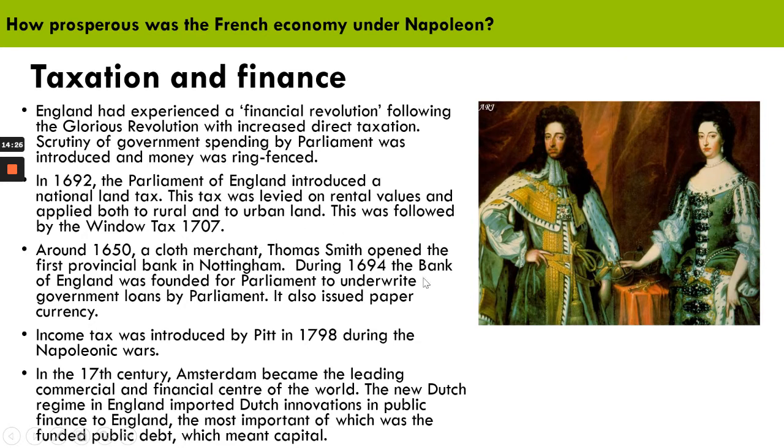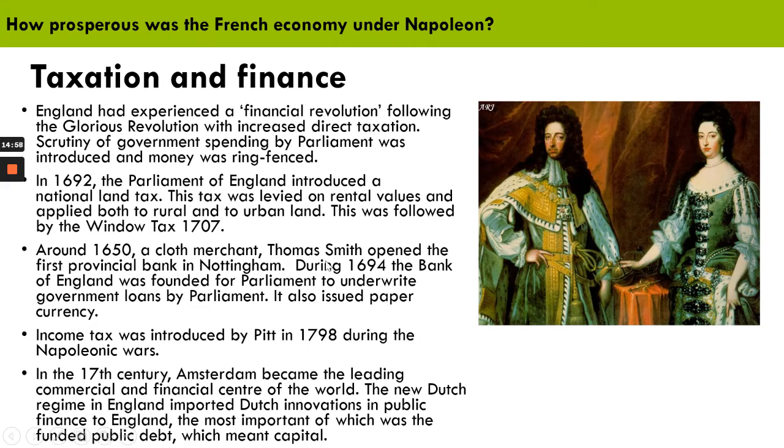Another really important one is the Bank of England. Okay, so again, following the Glorious Revolution in the reign of William and Mary, the Bank of England was created, and that was to underwrite government loans by Parliament. So the government could take out money from financiers in the Bank of England, and that would be paid back. It would be guaranteed to be paid back by Parliament, and it also began issuing paper money, and that meant that there was a more ready supply of funding available.